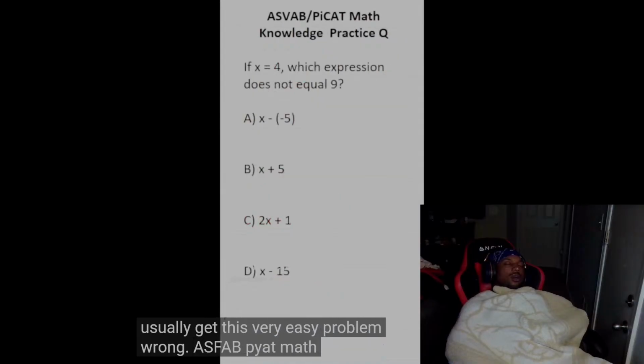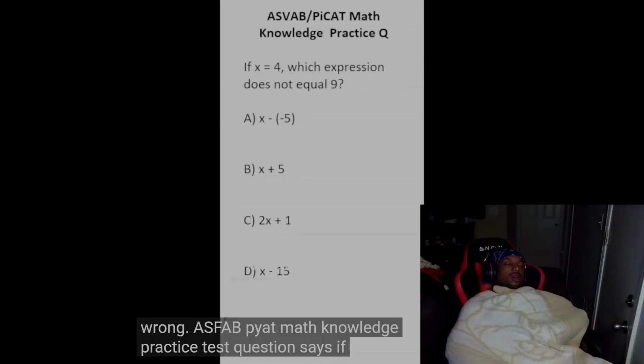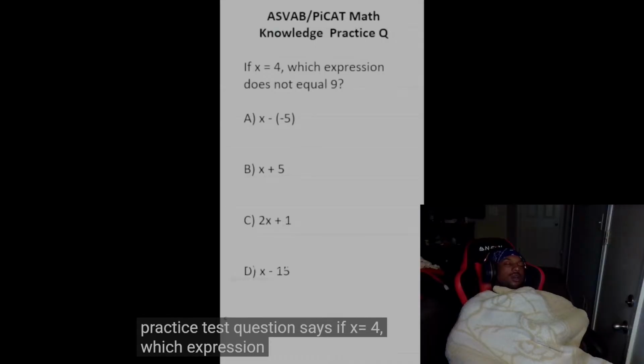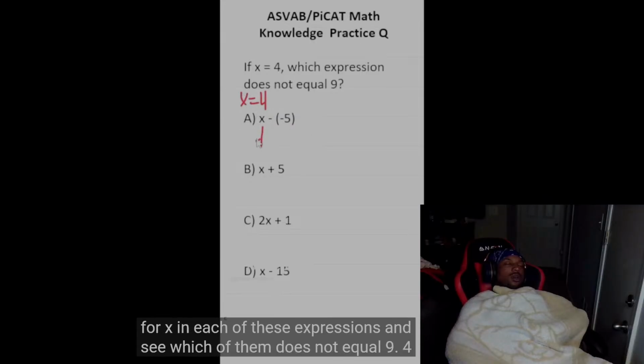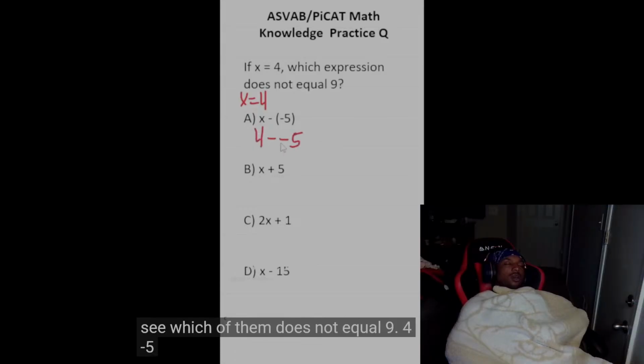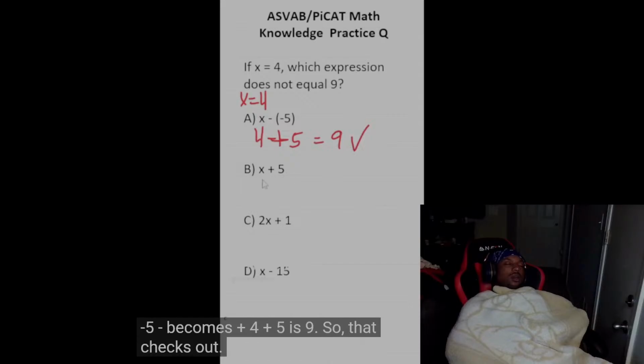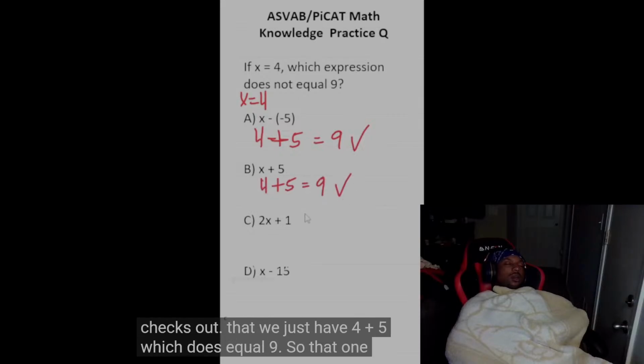ASVAB PiCAT math knowledge practice test question says if x equals 4, which expression does not equal 9? So we're going to take 4 and plug it in for x in each of these expressions and see which of them does not equal 9. 4 minus negative 5, minus minus becomes plus, 4 plus 5 is 9, so that checks out. Then we just have 4 plus 5, which does equal 9, so that one checks out.